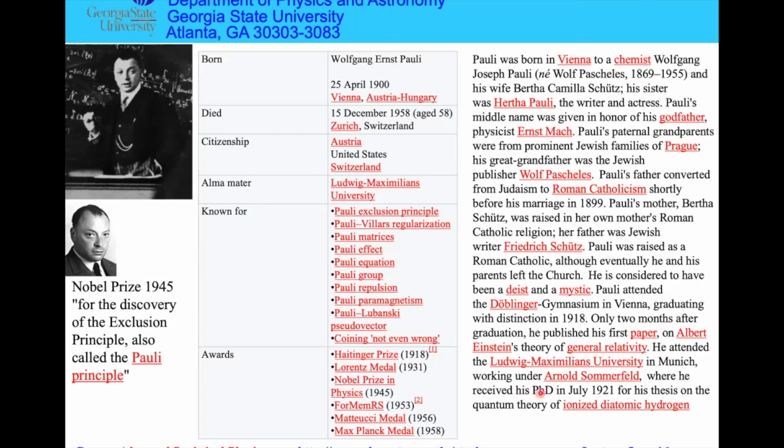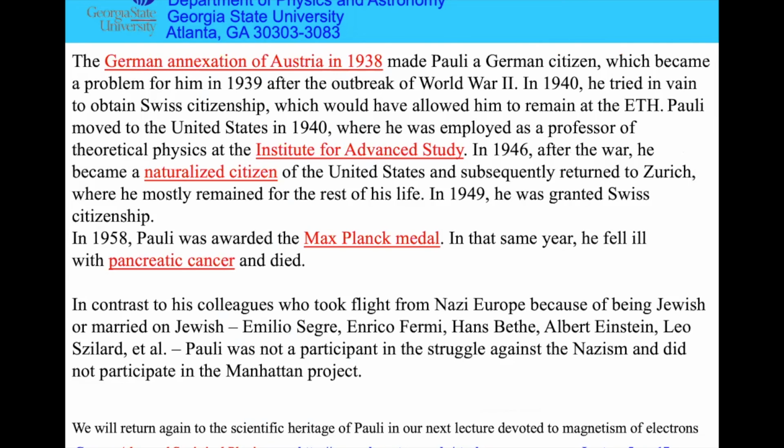So Pauli received his PhD in 1921. This is very interesting. Germany annexed Austria, they call it Anschluss, in 1938, and Pauli became a German citizen. It's a problem for him because he has 50% Jewish blood, and the Nazis won't look at your religion. 50% is shaky. They can kill him.